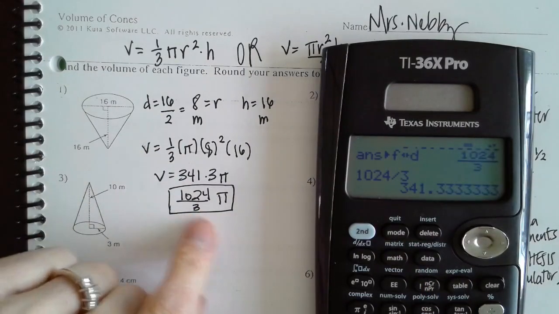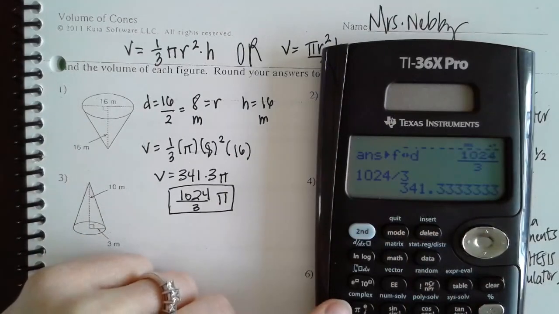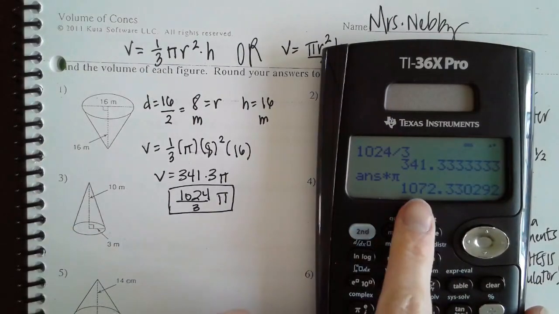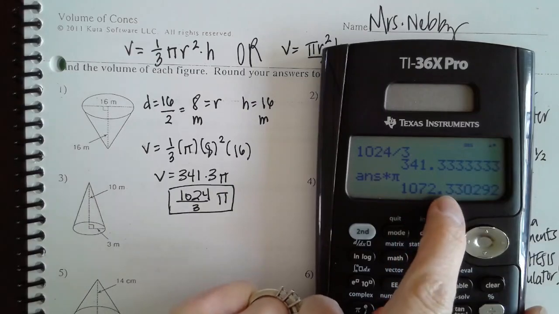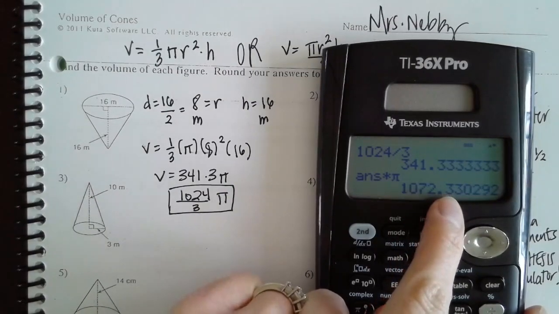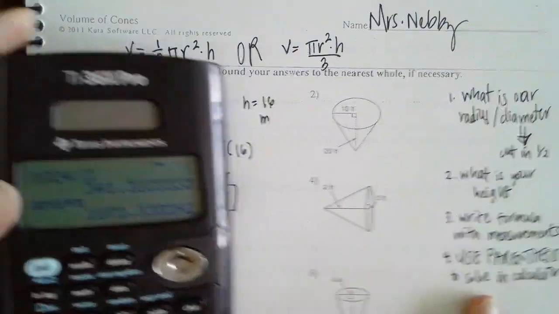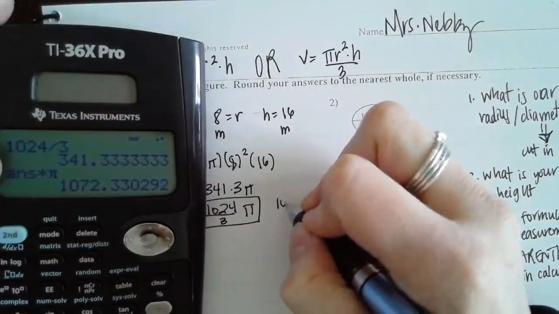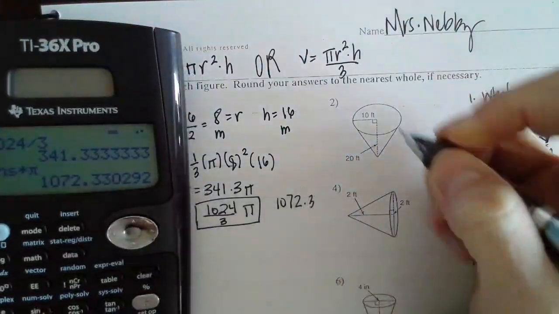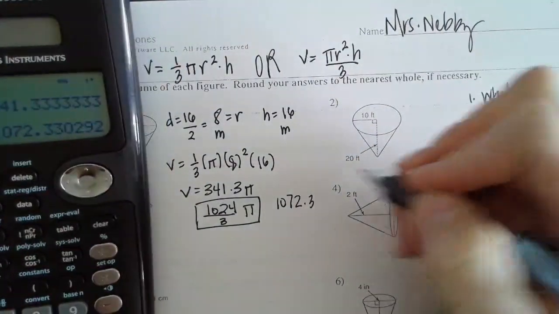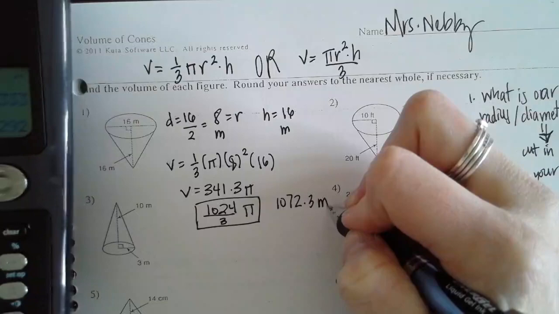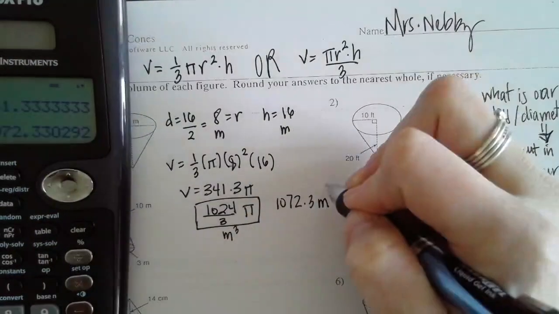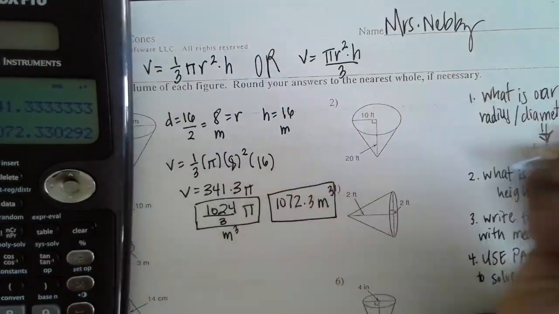So if we take this number, the 341.33, and we multiply it by pi, our other answer is the 1072.3, and the reason it's 0.3 is because we're rounding to the nearest tenth. So we're going to write that down as well. So that's our second answer. So it's 1072.3. And then, oh, I forgot our units. We need our units. So our units on this are meters, and it's cubed because we have a volume. So we should have cubed units.